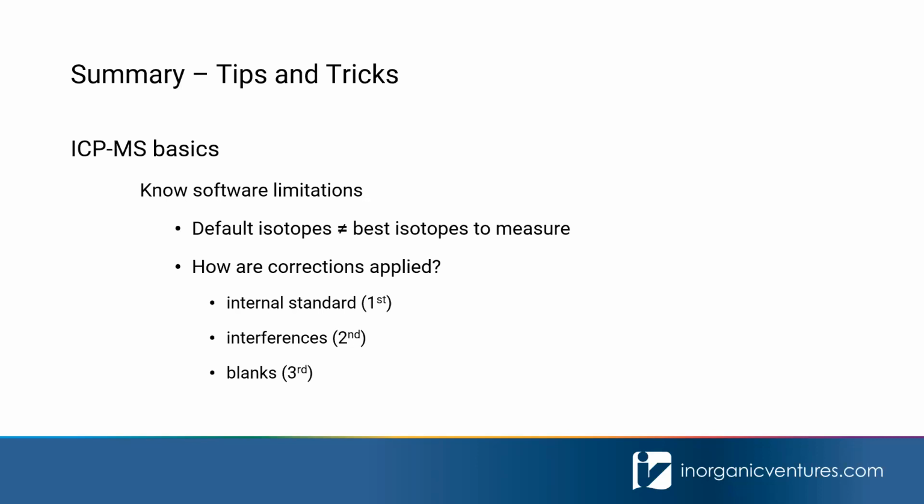Another thing that you want to understand is how the corrections are applied. If you allow your software to apply the corrections, there's 3 basic types. You might have an internal standard correction, an interference correction, and a blank correction. You want to understand very clearly the math behind how these corrections are applied. Internal standard is generally what you're going to want to apply first, but there's a couple of different ways to do that. Interferences are generally going to be applied second, and then your blank correction would be applied third. But regardless, if you're letting the software do this, I would suggest really digging in so that you understand the mathematical equations that are being used.